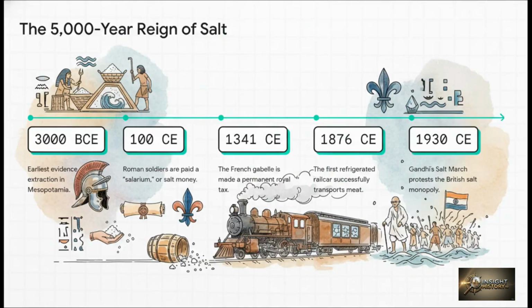This timeline just illustrates the scale of this thing so perfectly. I mean, just look at it. We're talking about a commodity that shaped human civilization for millennia, all the way from ancient Mesopotamia right up to Gandhi's famous protest against the British Empire. And then you see it right there in the late 1800s. A single piece of tech, the refrigerated rail car, shows up and starts to pull the whole thing apart.